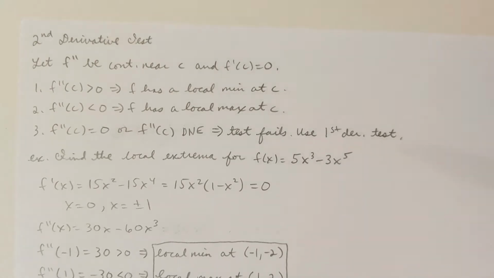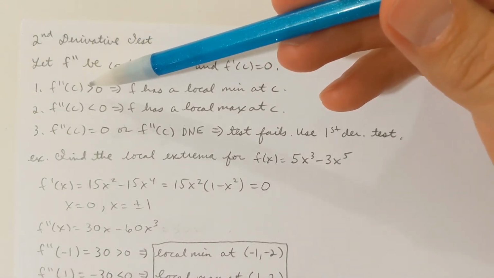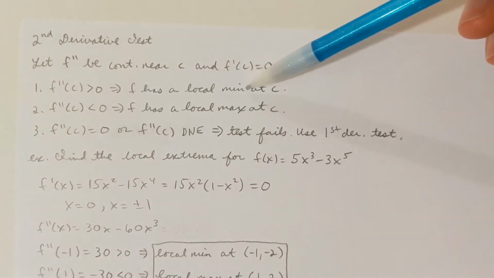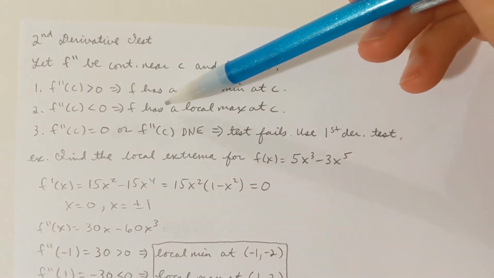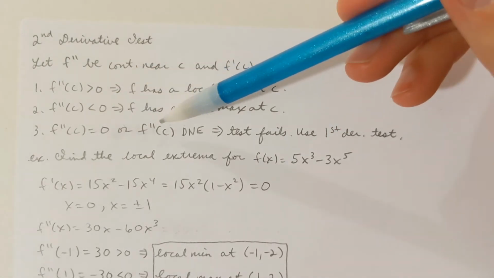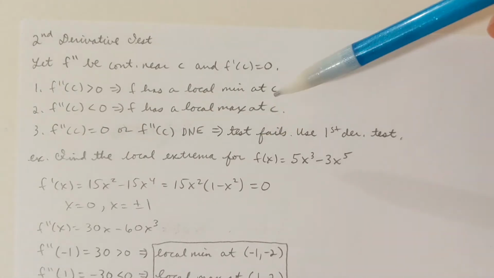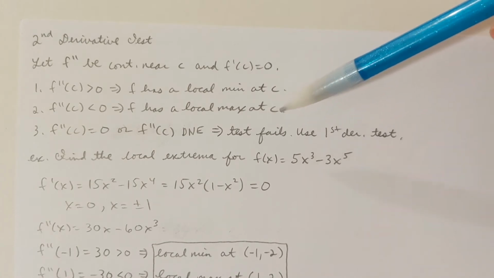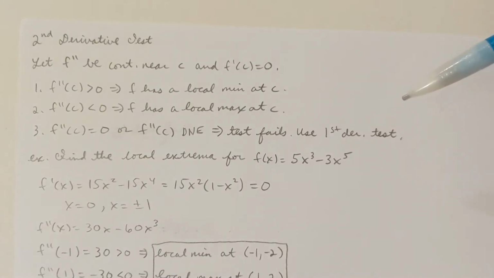It says, let f double prime be continuous near c, and f prime of c equals 0. Okay, so c is a critical number. Item 1, if f double prime of c is positive, f has a local min at c. If f double prime of c is less than 0, f has a local max at c. And if f double prime of c equals 0, or if f double prime of c does not exist, the test fails. Basically what I mean by that is the test won't tell you if you have a local max or a min. You'll have to use the first derivative test to get that information.